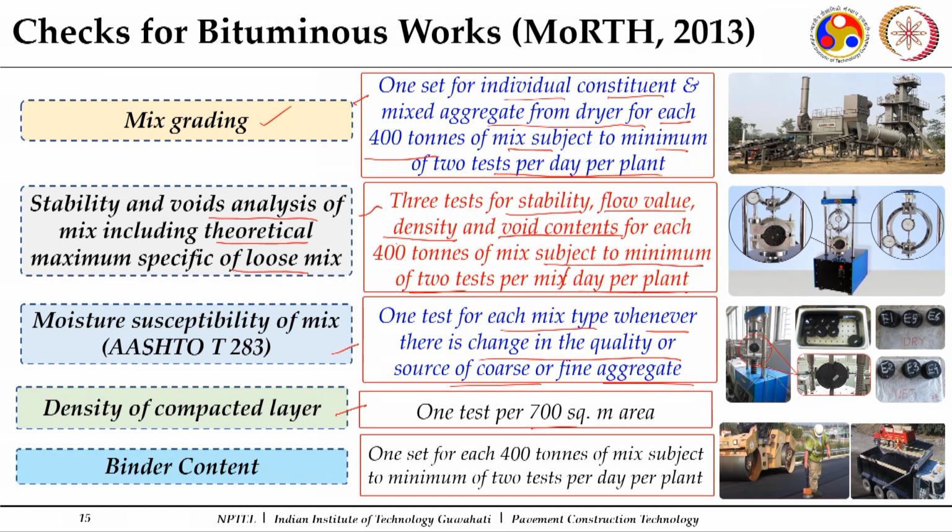So the acceptance criteria is there to ensure the density in the field. Binder content, again, we need to look at one set for each 400 tons of mix. It is the costliest component, and that needs to be ensured. It plays a major role in the performance of bituminous mixes, and it is a very costly component. So always we need to take care that the right amount of binder content which we recommended in the job mix formula is getting incorporated in the actual mix or not.